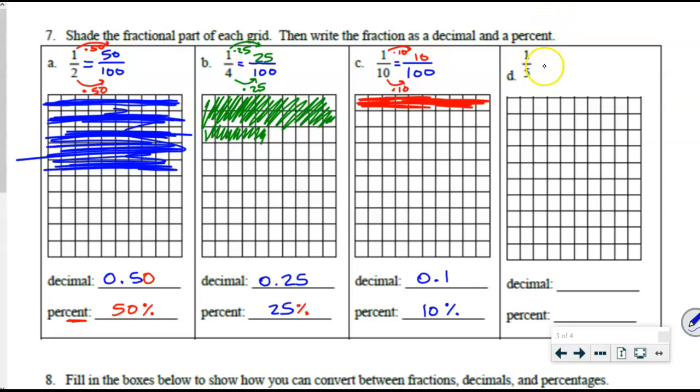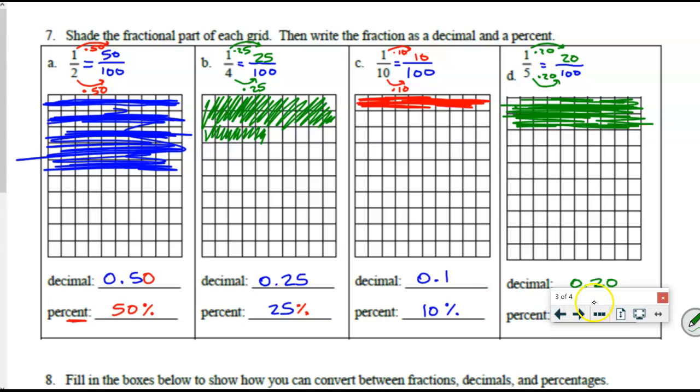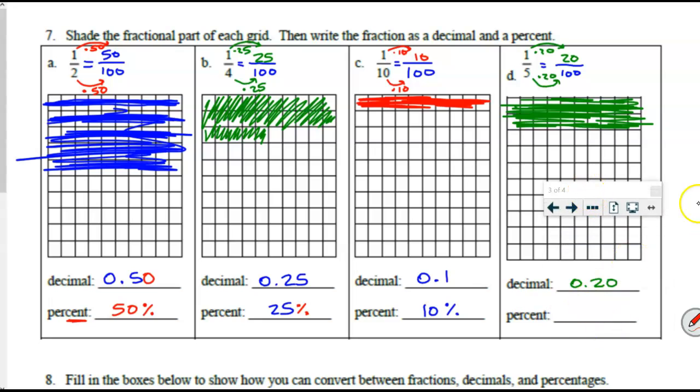And last one, 1/5 is equal to... 5 changes to 100 by multiplying by 20. So 1 times 20 is 20. I should shade 20 of them here. So what is the decimal version of this? This is 20 ending in the hundredths place, which means that's 20%. And now that I've written it like that, I'm going to be lazy and get rid of that 0 at the end. Okay.